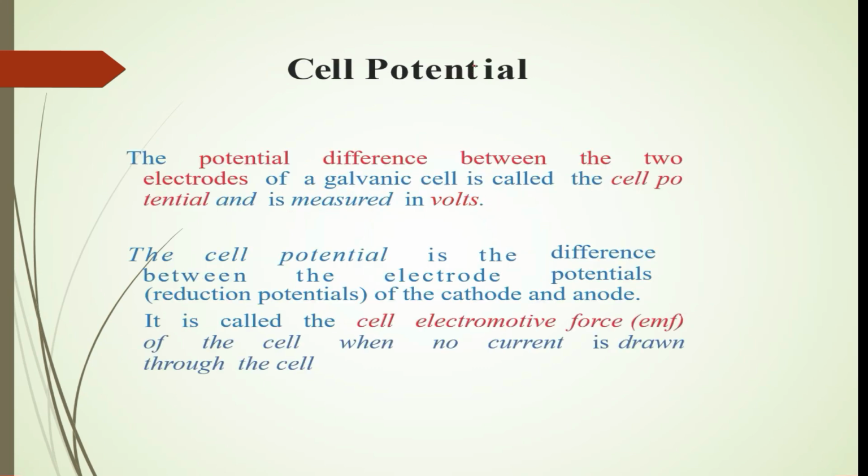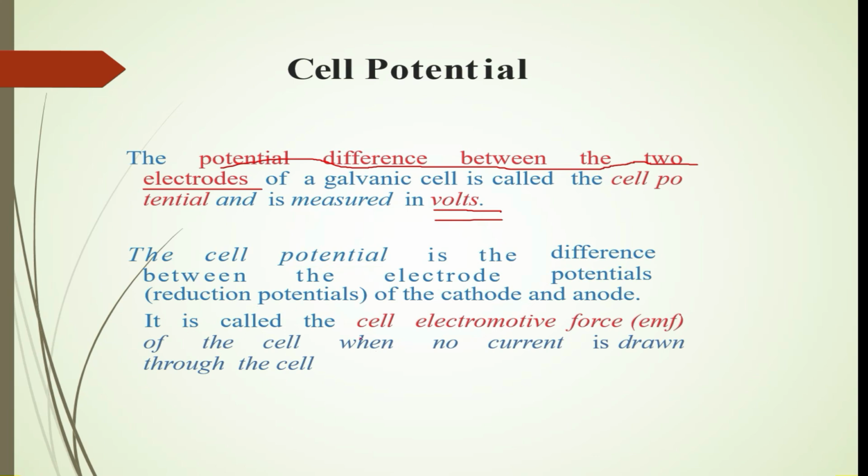What is meant by cell potential? First we discussed electrode potential, the difference between electrode and electrolyte. Then we discussed standard electrode potential, which is the standard reduction potential according to IUPAC convention. Here we discuss the cell potential. Cell potential is the potential difference between two electrodes of a galvanic cell, measured in volts. It is the difference between two electrodes of a galvanic cell.